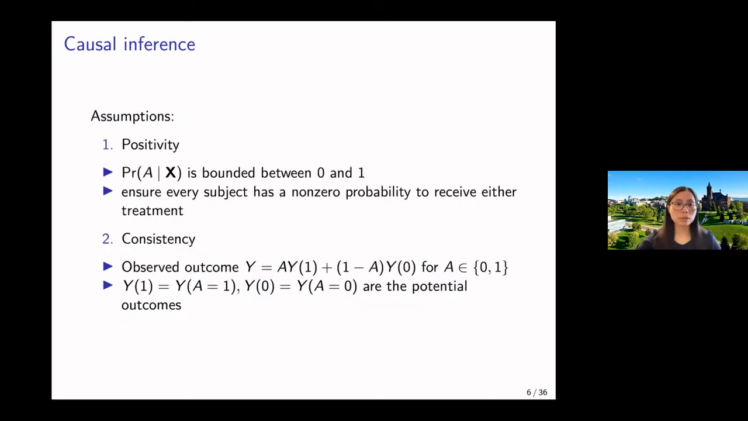Under the potential outcome framework, most of the literature makes two mild conditions. The first condition is regarding the propensity score. We call it positivity. Positivity assumes that the propensity score, or the treatment probability of A given the covariate, is bounded between 0 and 1. This ensures that every individual has a non-zero probability of receiving either treatment.